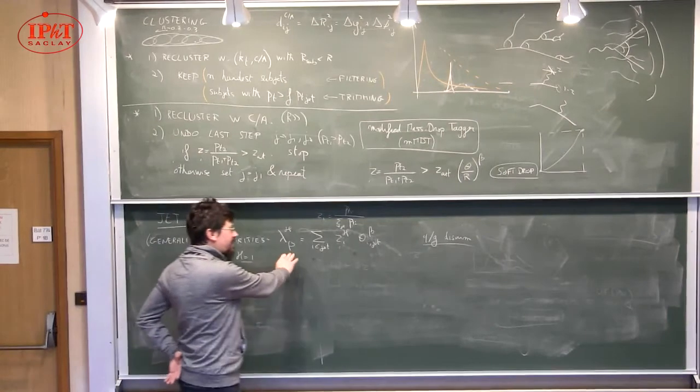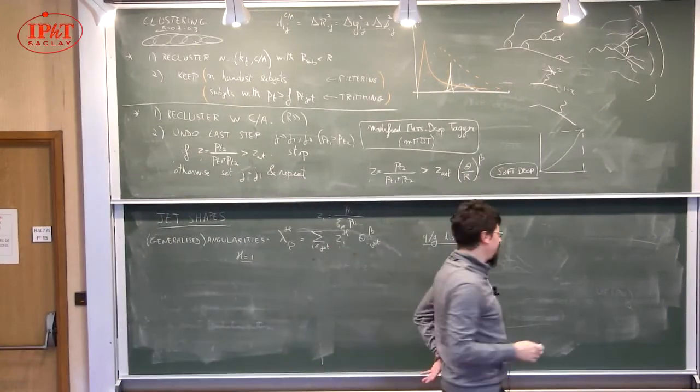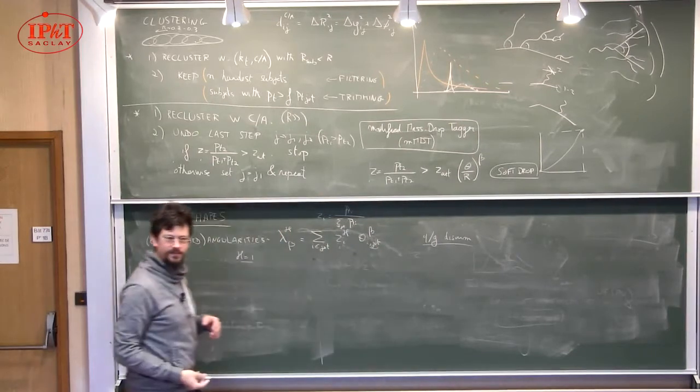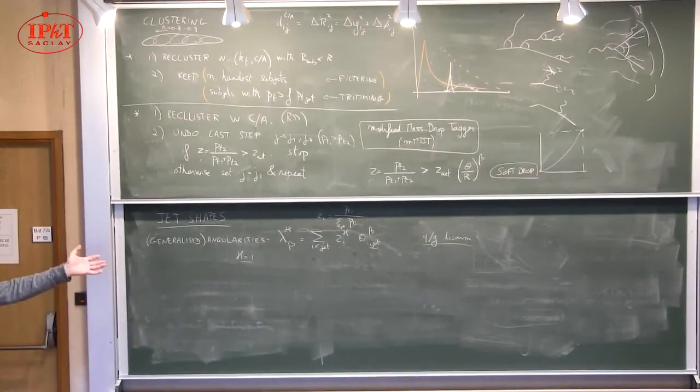So this essentially measures the radiation around the jet axis. This would be typically fine for quarks and gluons because you have your leading, quote-unquote, quark or gluon with radiation around, and you quantify that radiation around.